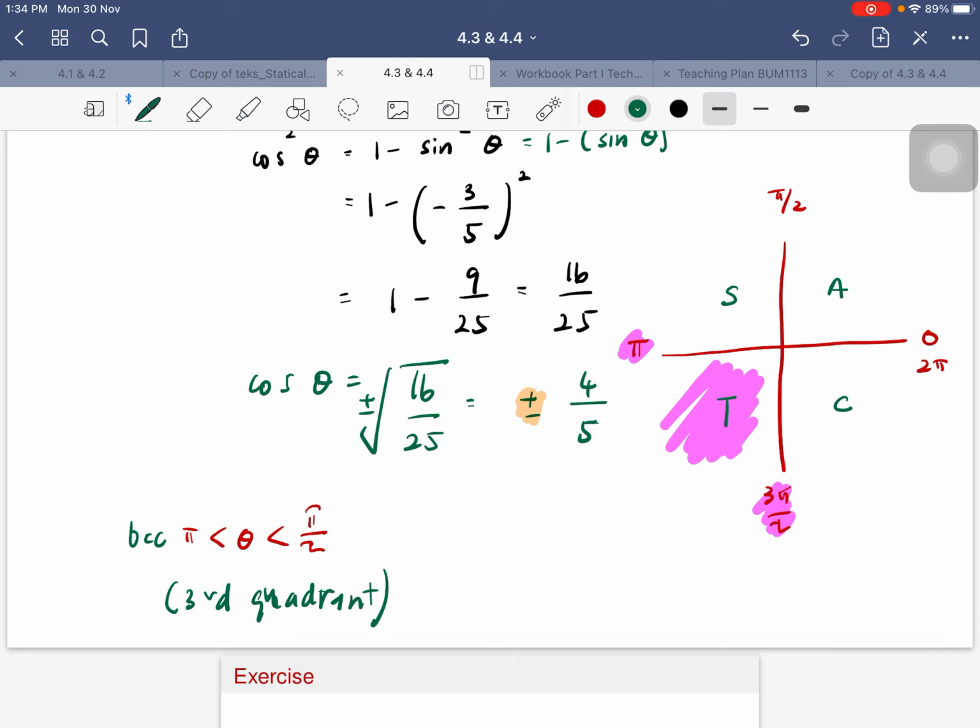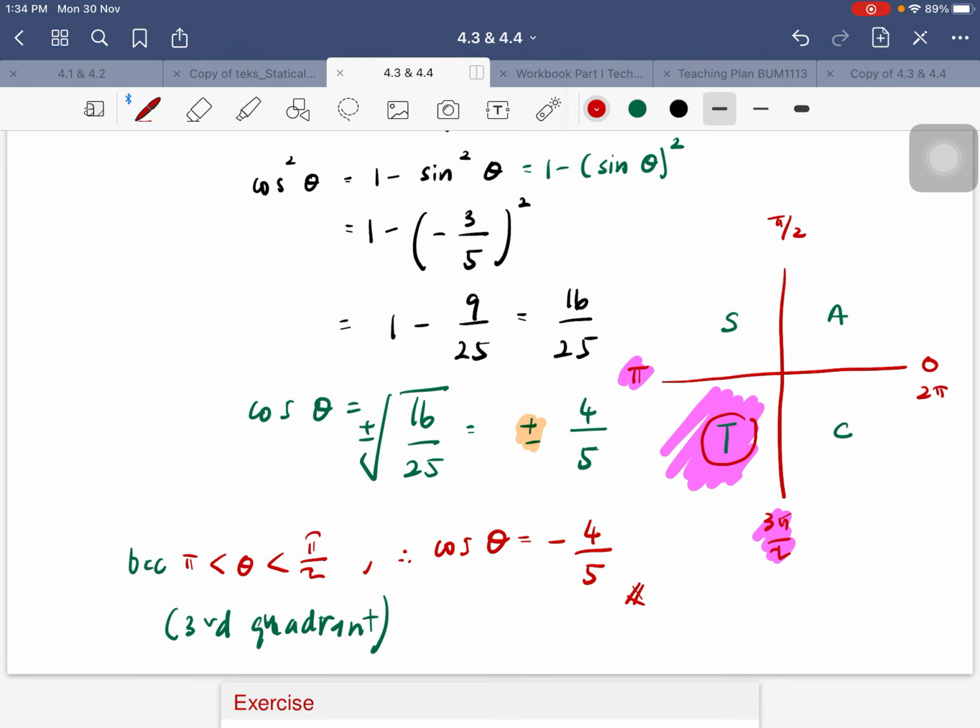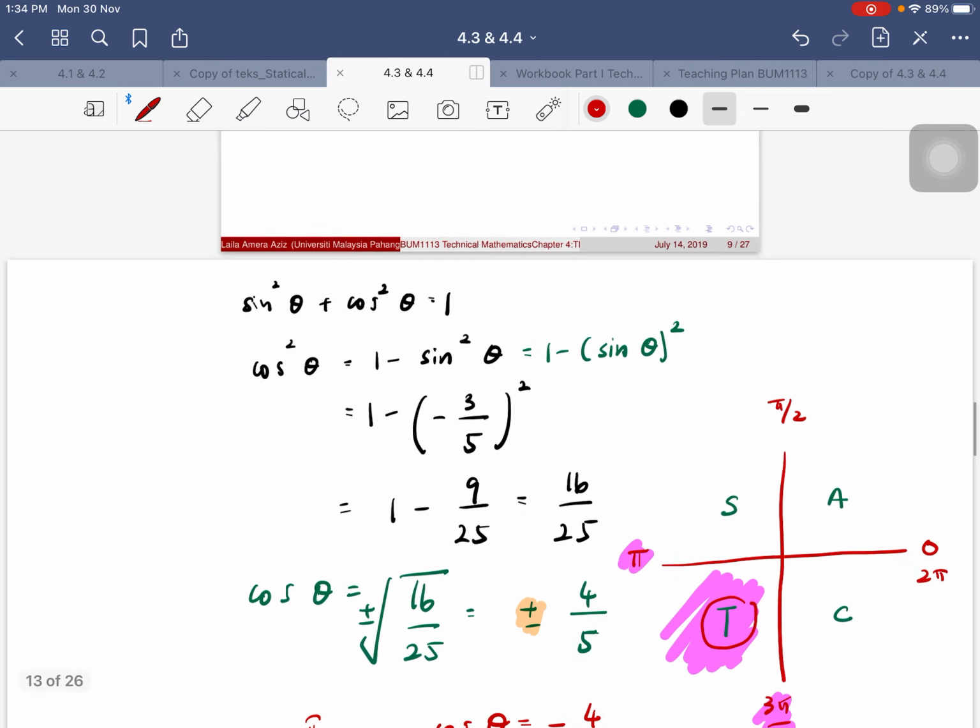So in the third quadrant, cos of theta is going to be negative, because in this quadrant only tangent is supposed to be positive. So cos theta is going to equal negative 4 over 5. That is going to be the outcome. The question asks you to find the value of cos theta, so cos theta is going to equal negative 4 over 5.